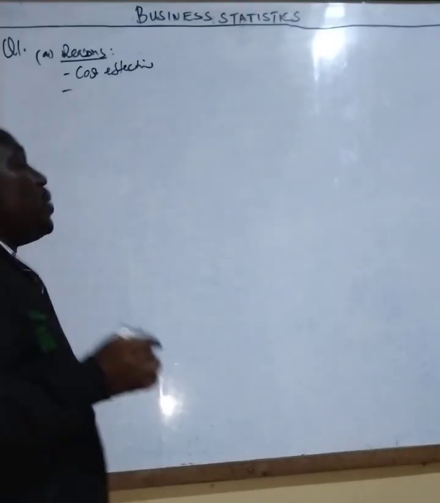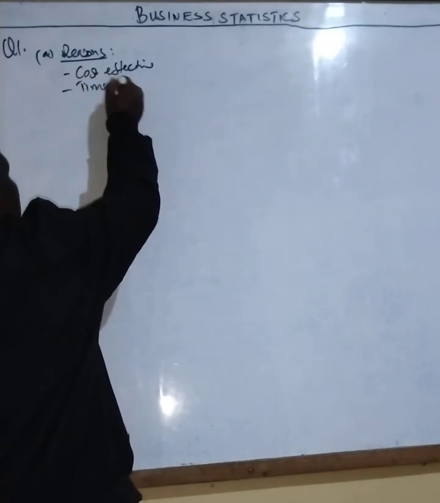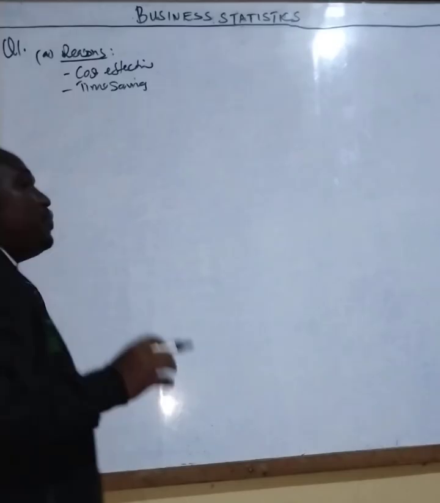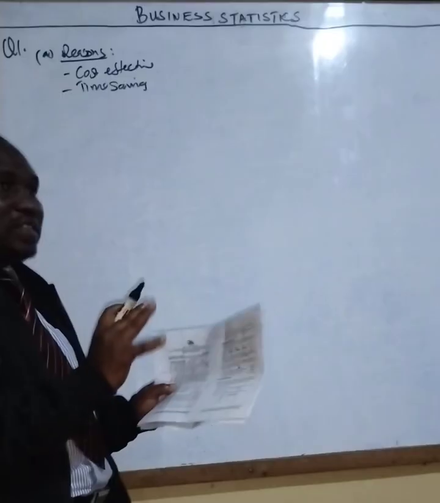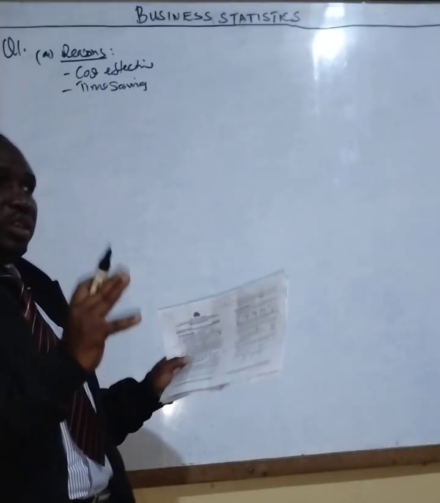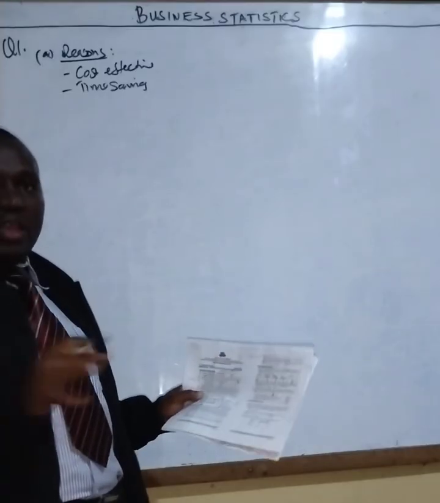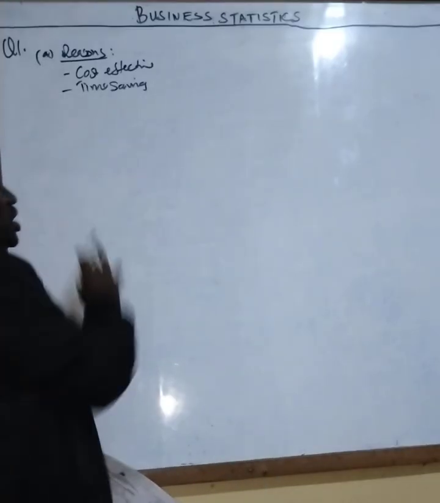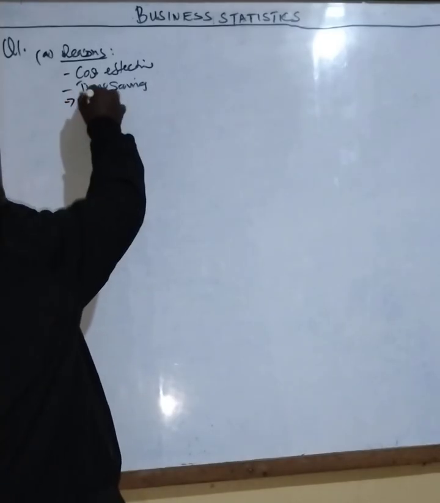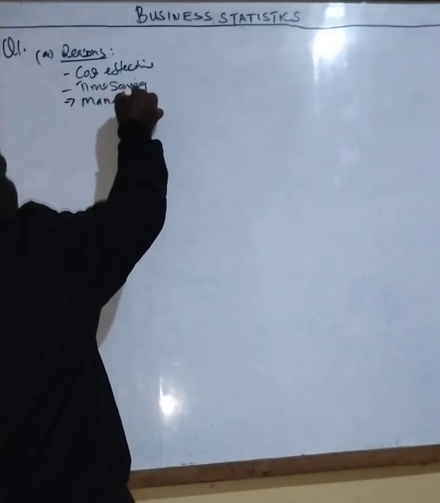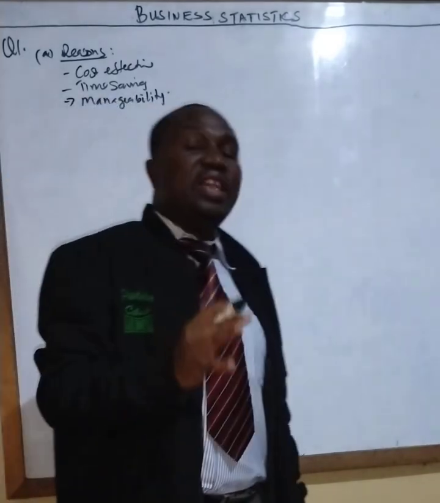The second reason why we use sampling is time saving. We are just dealing with a small number of elements, so when we select a few elements, we spend the shortest time possible to get the data and analyze them for the better of that population. So it saves time. Another reason is manageability. You are able to manage that small sample that you have drawn.